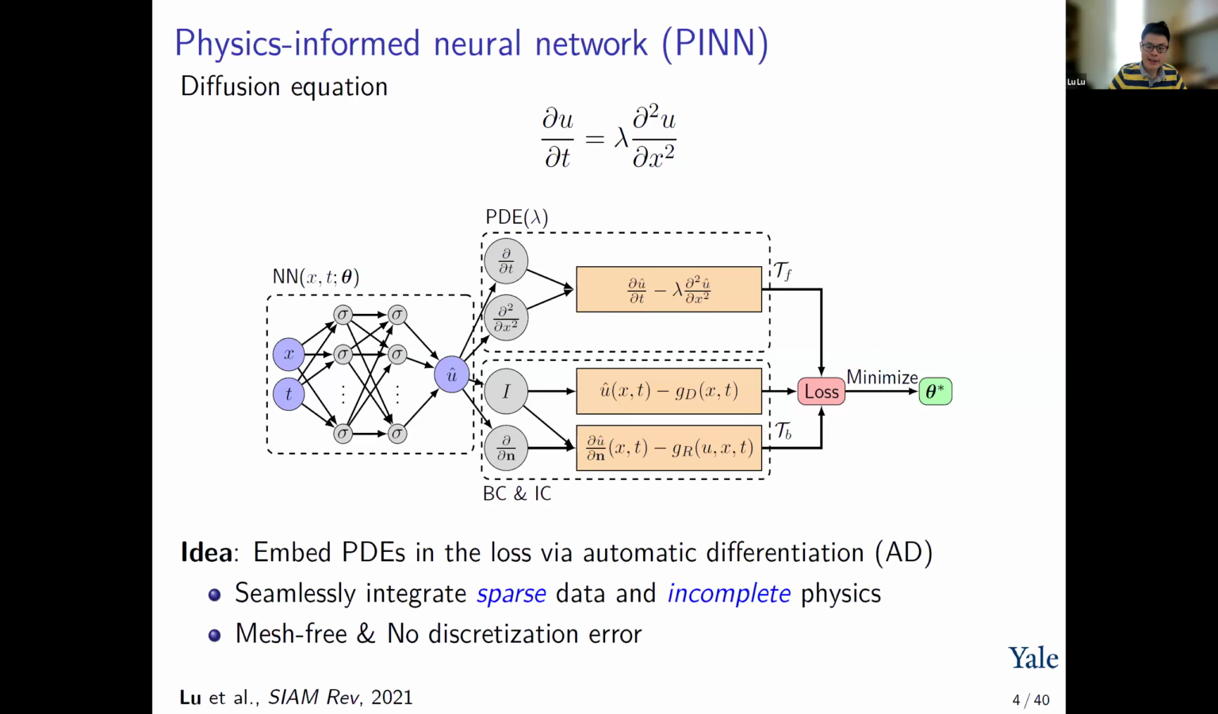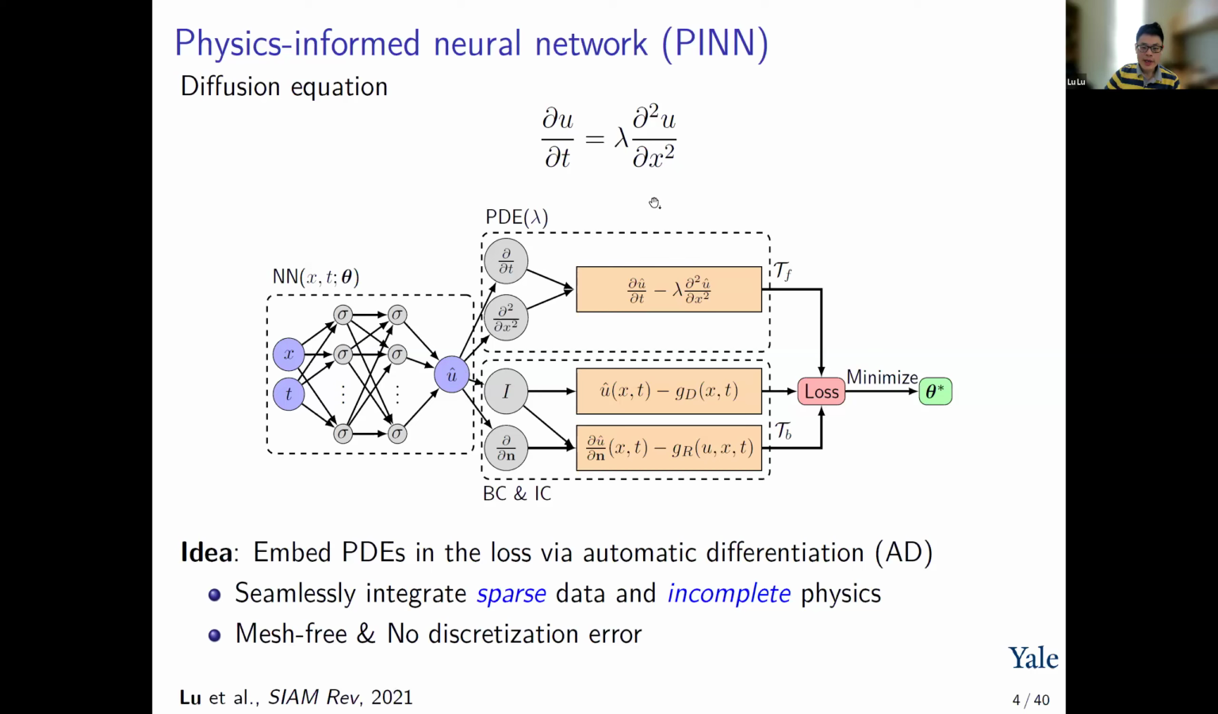Assuming we have a data set for training u, that's straightforward. But also we consider how we can train a network for the output of u also using the physics, which is the equation I showed here. So the network here is a standard network. The input is the x coordinate and the t coordinate. The output is the solution, u hat, as an approximation of the underlying ground truth u.